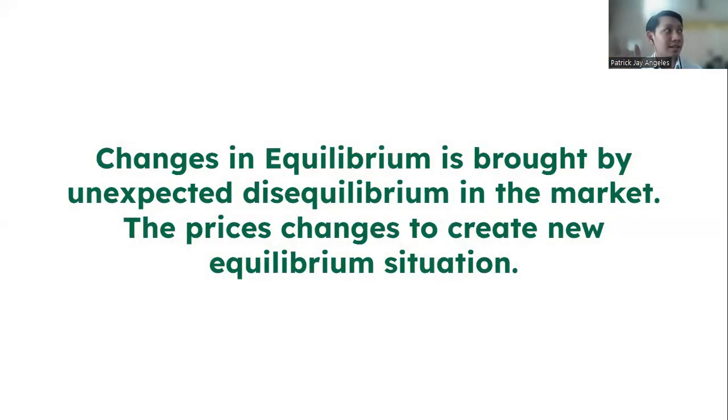Okay? And this is going to be the last part of this particular video lecture. Because changes in equilibrium are brought by unexpected equilibrium in the market. Now, because of this particular phenomenon, prices change from time to time. Because it changes, not because trip lang nila, but it changes because they create a new equilibrium situation. Meaning to say, they meet halfway. They make amends.